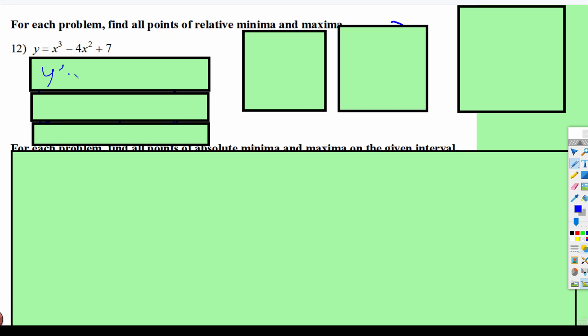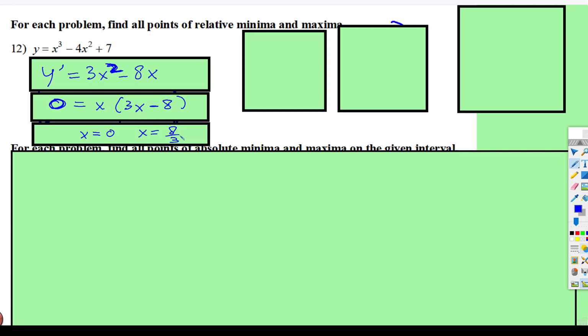So y prime is equal to 3x squared minus 8x. Well, these both have, let's see, 3x squared is the derivative, minus 8x. Well, they both have an x in common, and I'm going to set this equal to 0, factor out an x, and that leaves 3x minus 8. Well, this x will equal 0, and this x will equal positive 8/3.